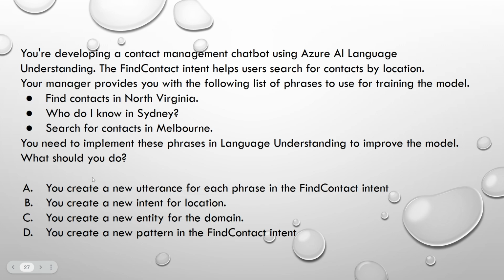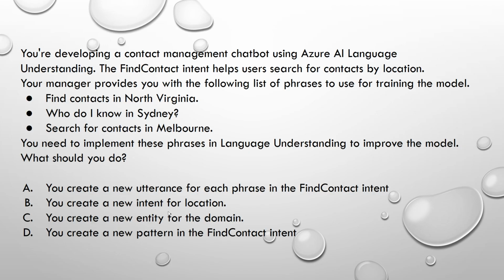So the first option is you create a new utterance for each phrase in the FindContact intent. That is exactly what we have to do. In the FindContact intent, we have to add all these phrases, retrain the model and republish it so we can improve the model. Now next is you create a new intent for location. Again, as I said, intent is the action the model has to perform. Location is not an intent, location is an entity. Here, the intent is FindContact, so there's no need to create an intent for location. That won't improve the model.